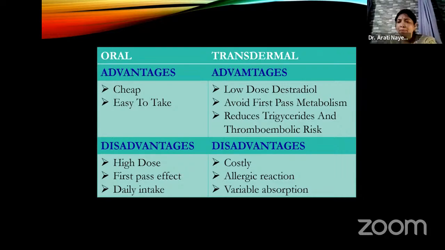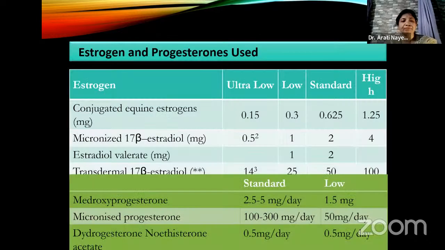The advantage of oral preparation is that it is cheap and easy to take, and the disadvantage is that it needs a high dose, there is a first-pass effect, and we have to take it daily. The advantages of transdermal preparation are that it needs a low dose, we can avoid the first-pass metabolism, and the thromboembolism risk is less. The disadvantage is that it is costly, sometimes it causes allergic reaction, and there is the possibility of variable absorption. Various preparations of estrogen and progesterone are available for HRT.